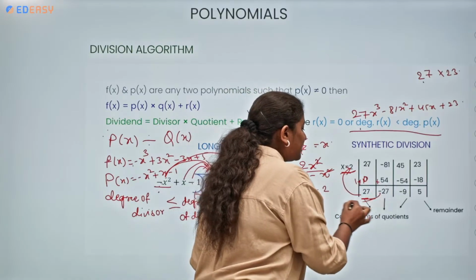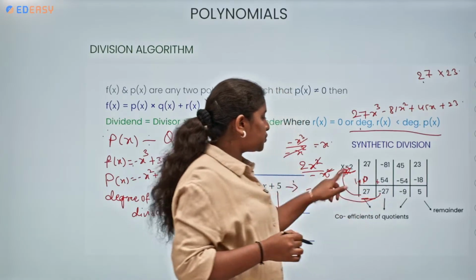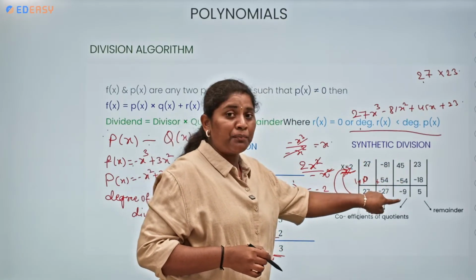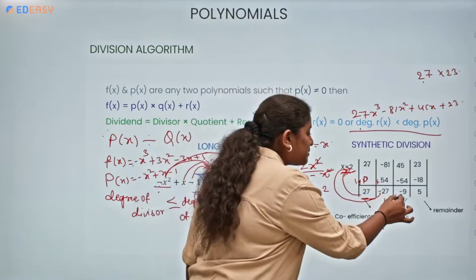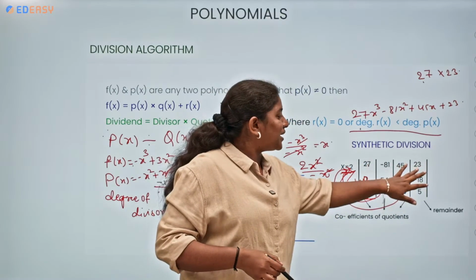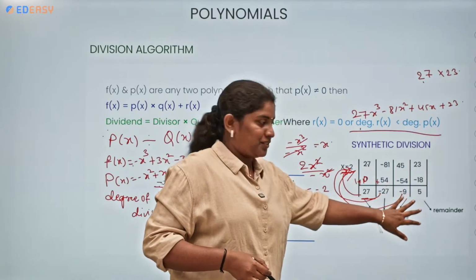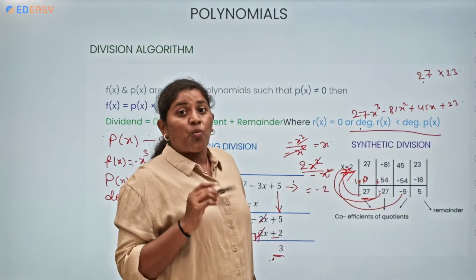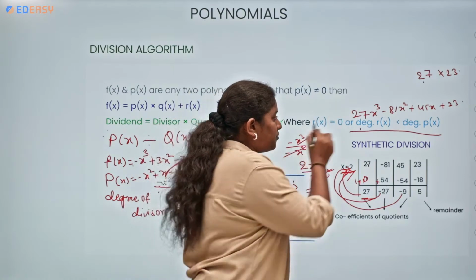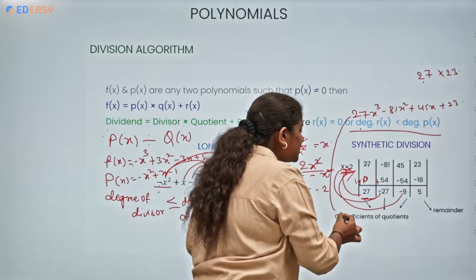Now once again multiply this minus 27 into 2, minus 54. Now 45 minus 54 will give you minus 9. Once again multiply this minus 9 with the 2. So we got minus 18. 23 minus 18 will give you 5. Right?